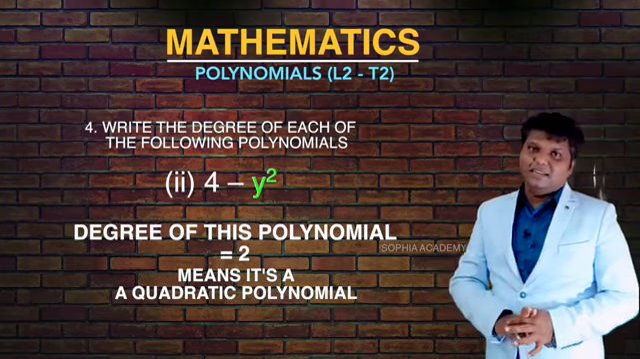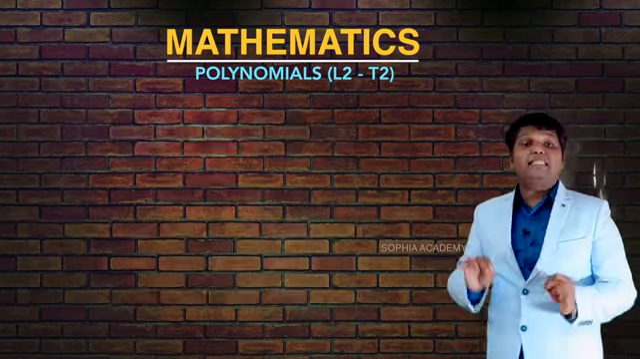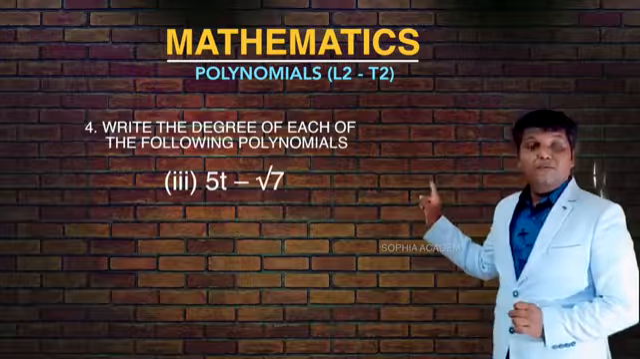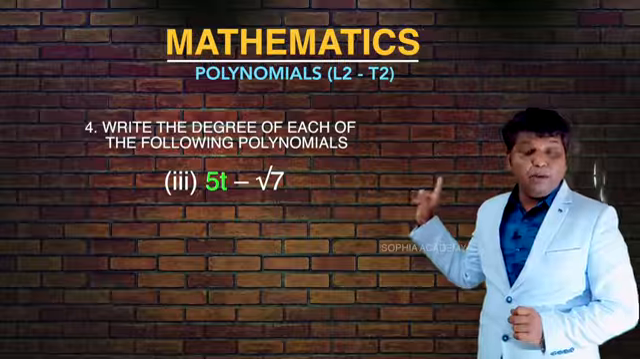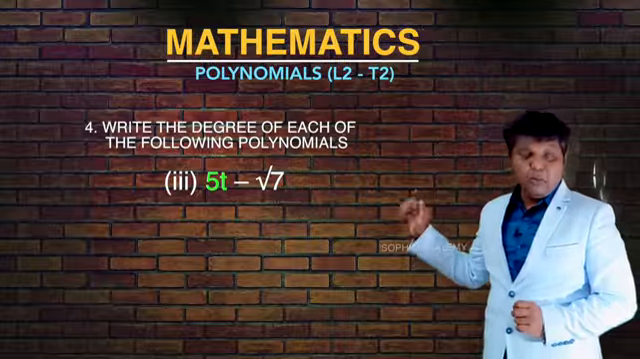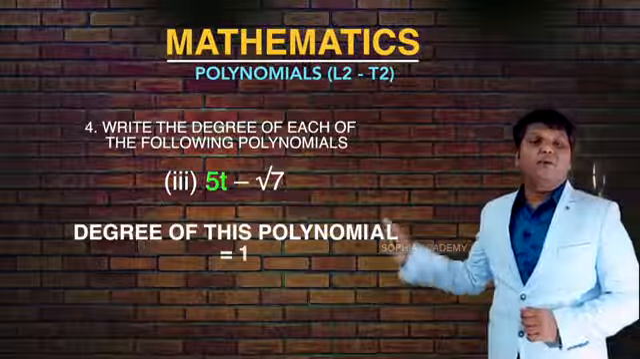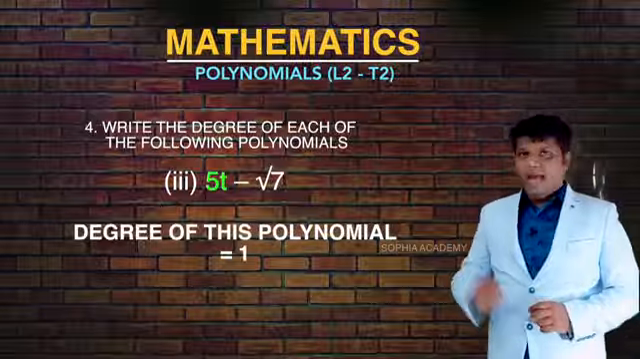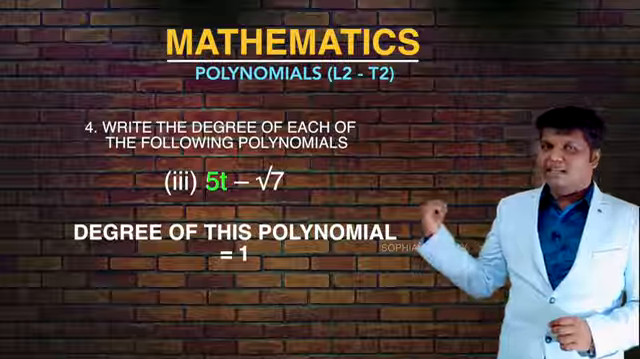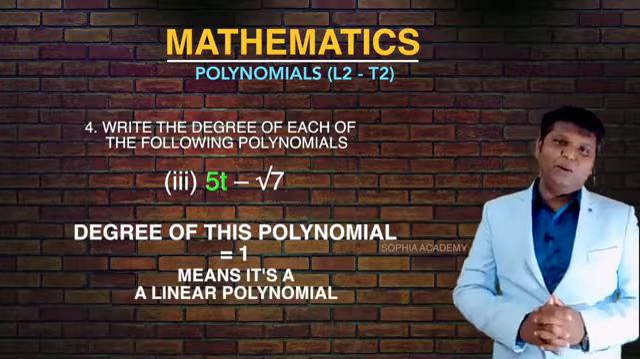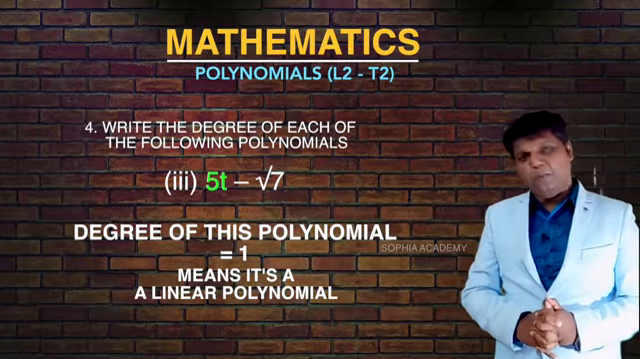Clear? Third question: 5t minus root 7. Here fix your eyes on 5t, only on the variable t. What is the power of t? It is 1. So we will say the degree of this polynomial is 1. And when the degree of the polynomial is 1, what is it called in general? It is called a linear polynomial.